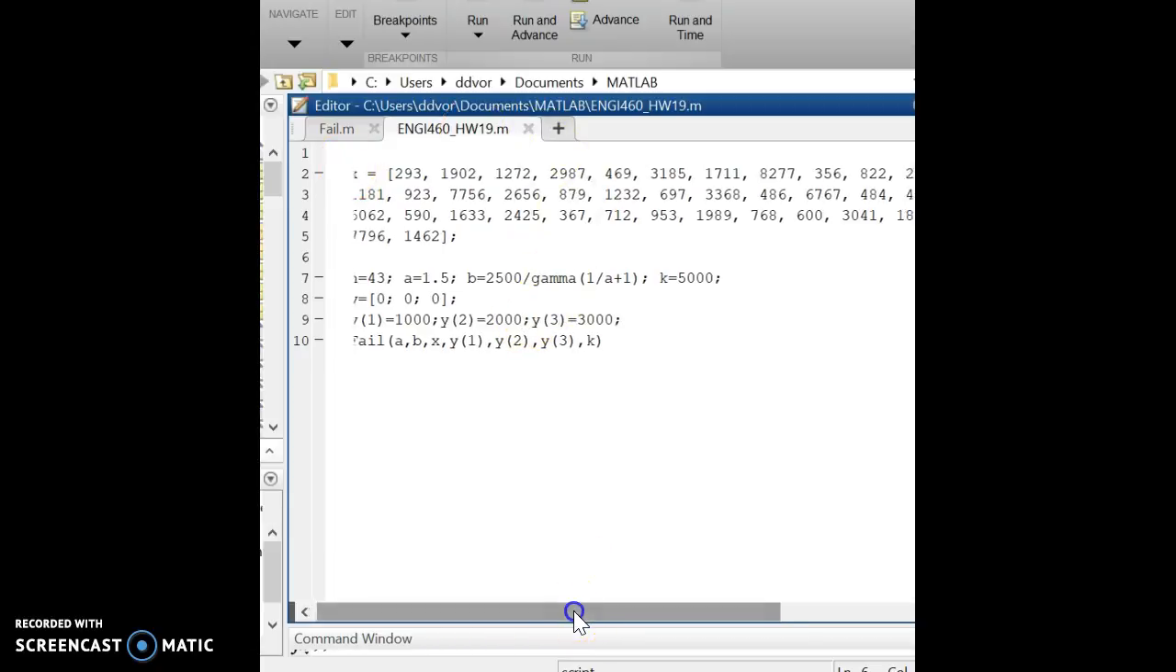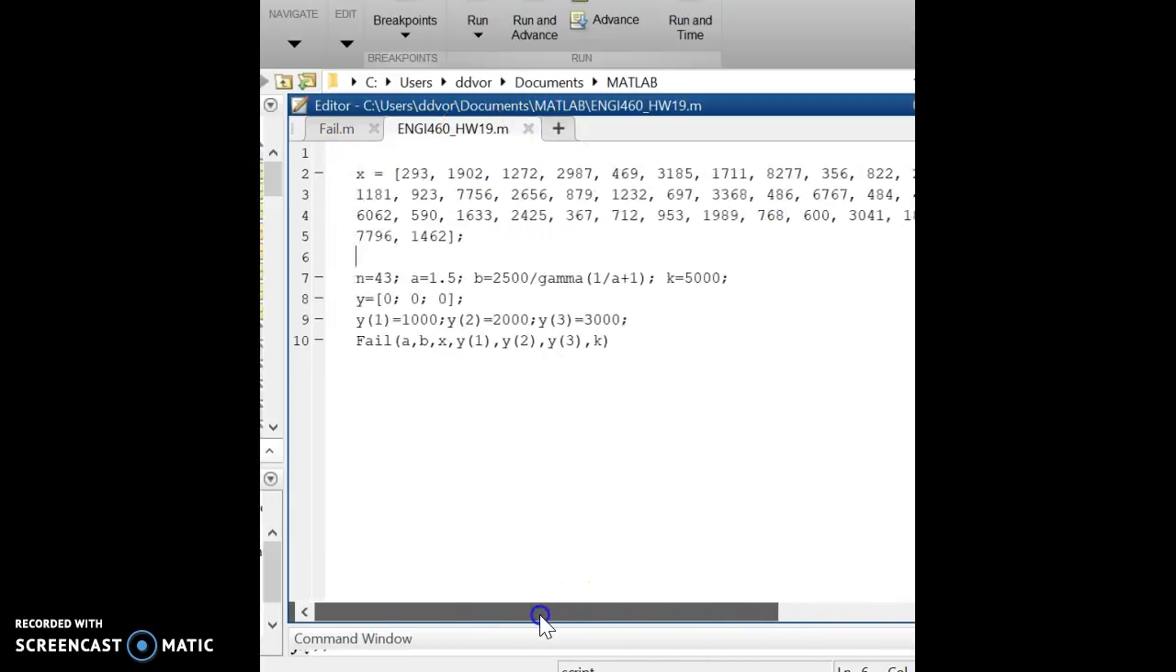Our x here that goes really far over is that same data set with the 43 data points about the jet engine failure. Once again, n is the 43, the number of data points in x. We could have coded this to say length of x. A is our alpha again, B is the beta, K is the number of iterations, and Y is this 0 matrix or array, the initial values we want to look at the probability for.